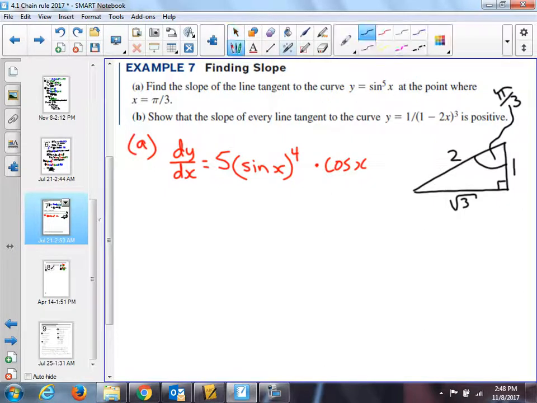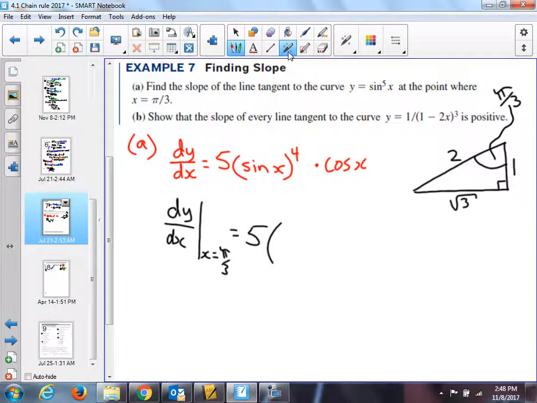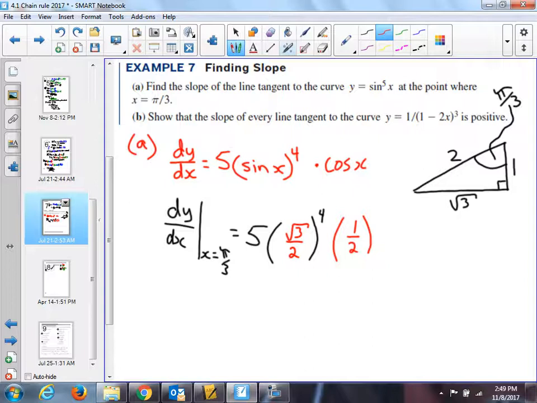Oh, I guess I'm going to write down dy by dx when, in this notation, we'd say it like this, x equals pi thirds. It's clunkier notation than the f prime of x. Anyways, 5 times the sine of pi thirds, root 3 over 2, right? You got it. So root 3. Cosine is half. Then it's just arithmetic.